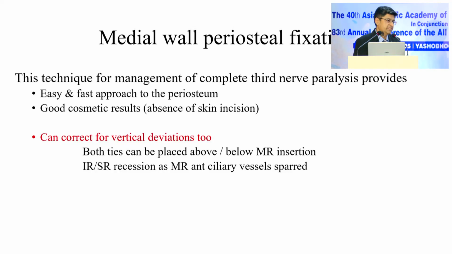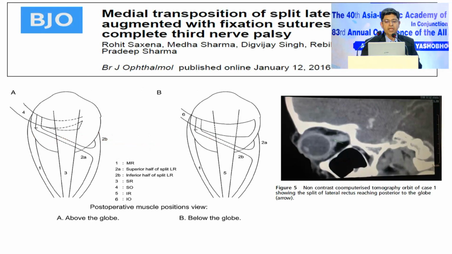Of course, if it's a complete palsy and you don't have good vertical muscles, really recessing does not help. Maybe a bit of plication or resection may help.